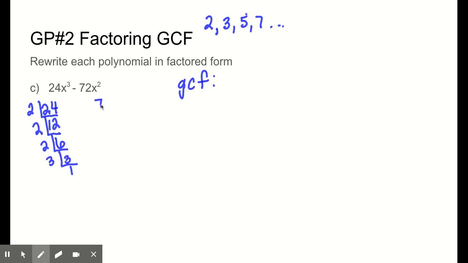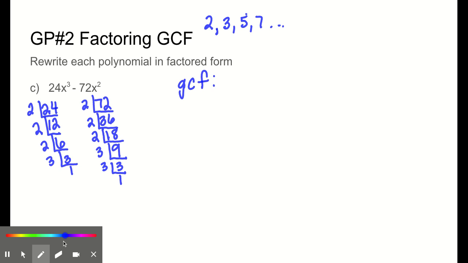Then we need to do the same thing for 72. The smallest prime number that 72 is divisible by is also 2, because 72 is even. So 72 divided by 2 is 36. Still even, so 36 divided by 2 is 18. Still divisible by 2. 18 divided by 2 is 9. Now 9 is odd, therefore it's not divisible by 2, so I move to 3, and 9 is divisible by 3. 9 divided by 3 is 3, and 3 divided by 3 is 1.